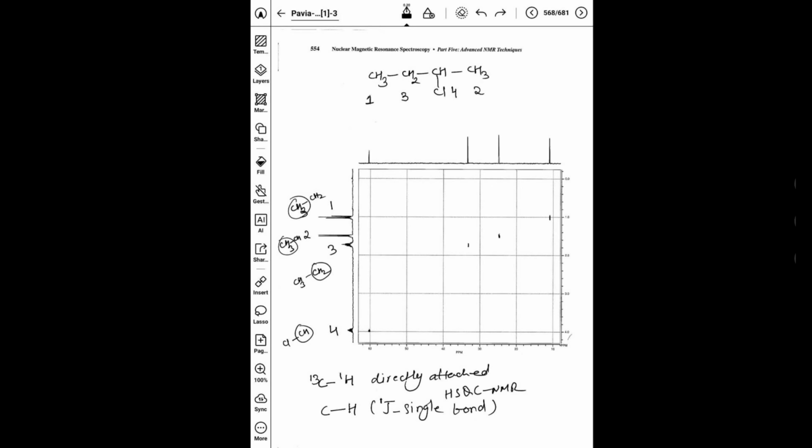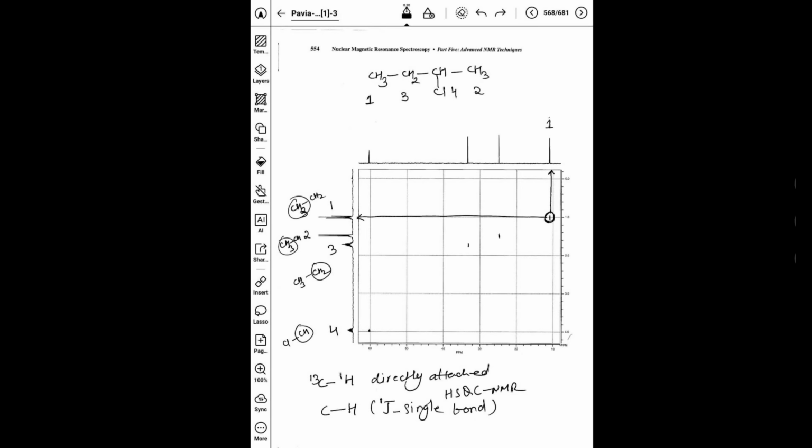Now you have to find the cross peak. There is a cross peak, right? So what you have to do, draw the vertical line like this, and then horizontal line like this, and see where it is connecting. So this vertical line is connecting to methyl proton, right? So we can say that this peak belongs to the carbon number 1, because it is connected to the methyl.